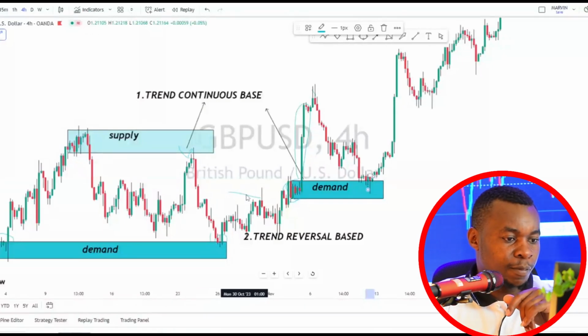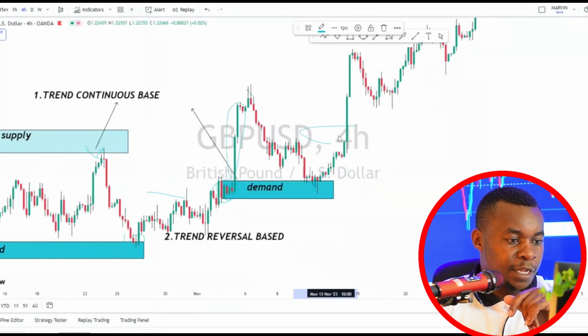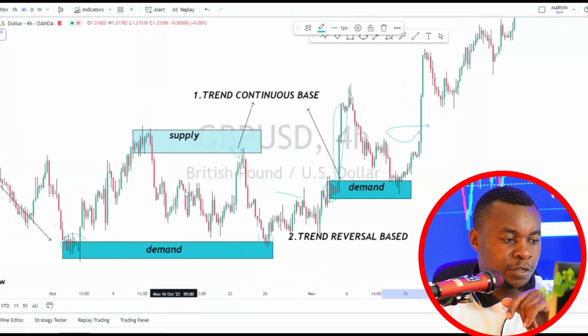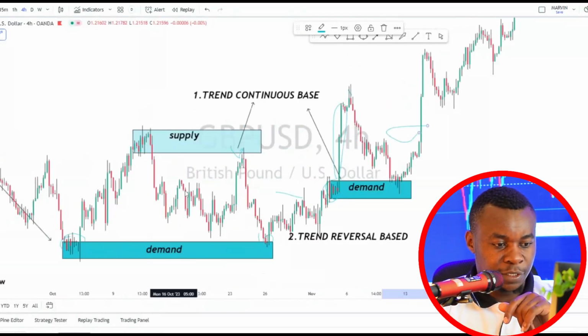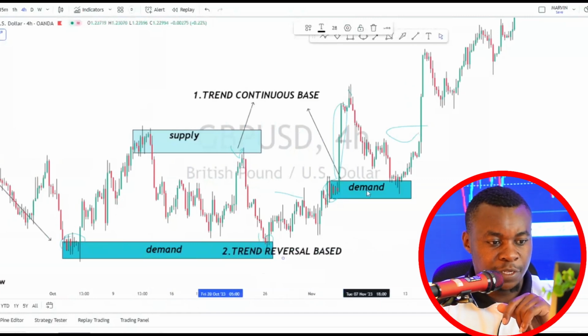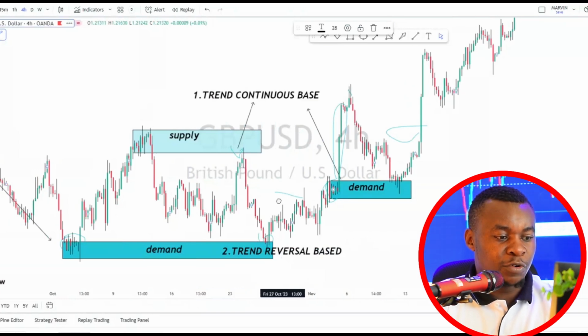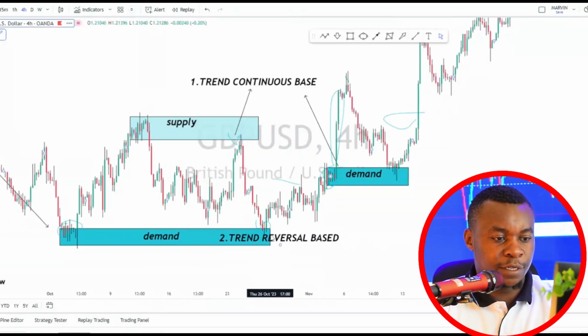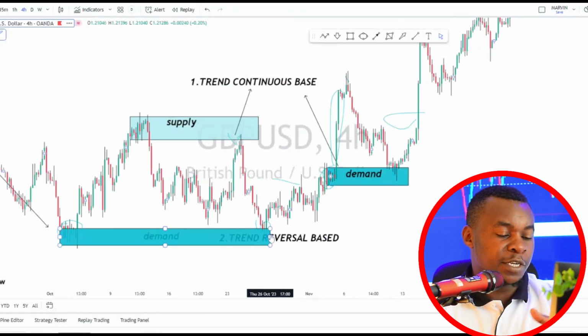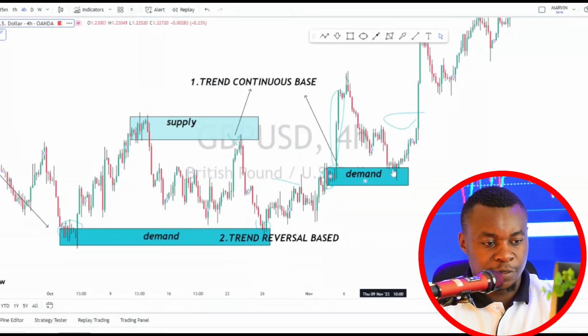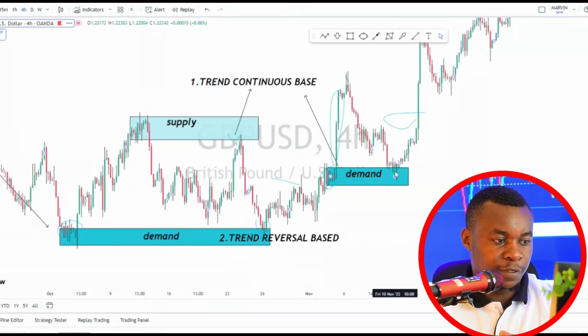In other words, this reversal base will be a major psychological zone, and this one will be a minor psychological zone. The reason why this one will be a major psychological zone is that it's more likely to hold than to break. But again, this one might be like 50-50. Holding might be 50-50.